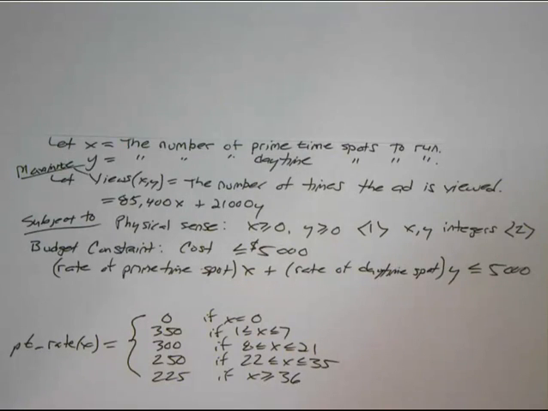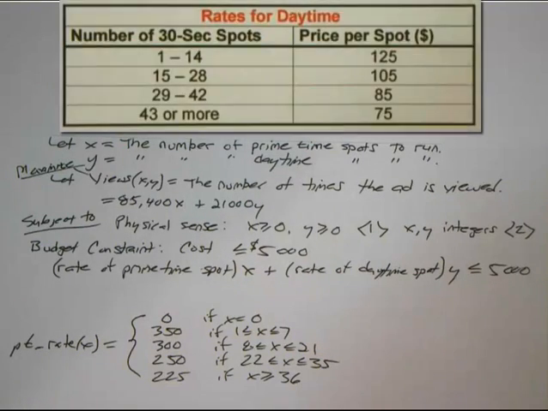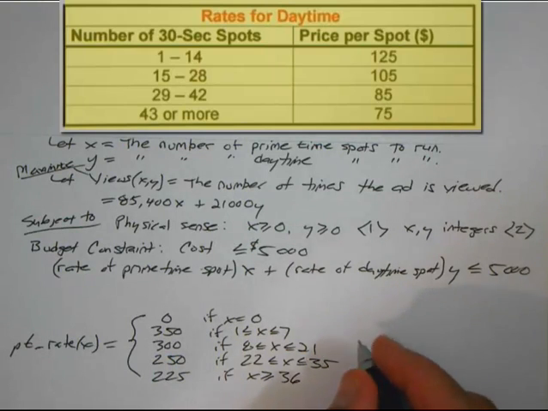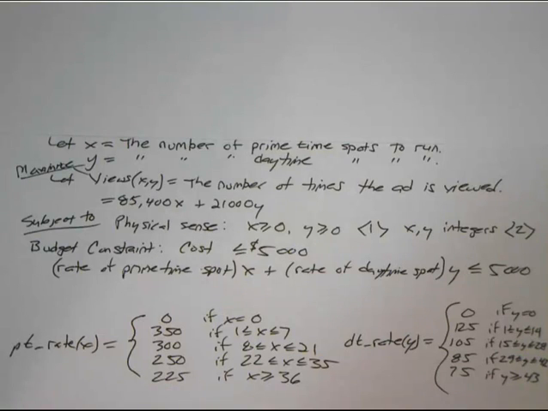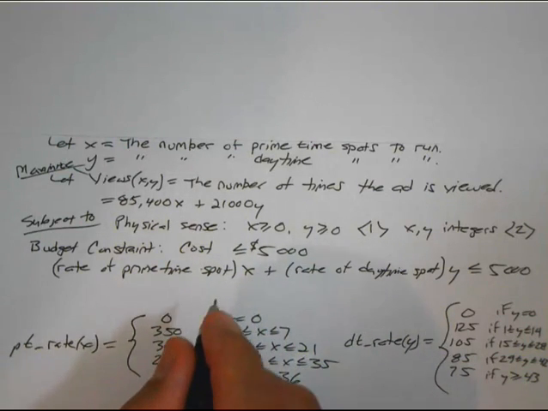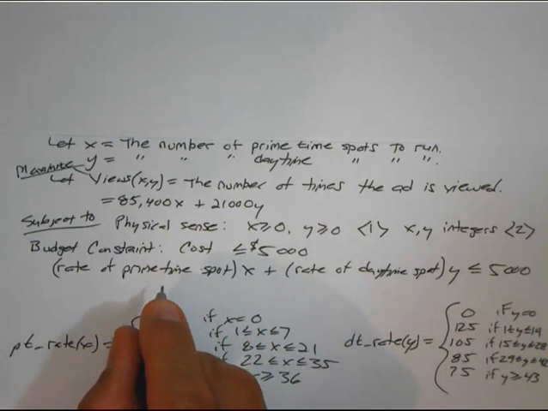Now, there's a similar situation for the daytime rates. We could call it in a similar fashion DT rate, daytime rates. So that'll be... okay. Now, having spelled out these functions here, this gives us a chance to improve our description of this budget constraint further.